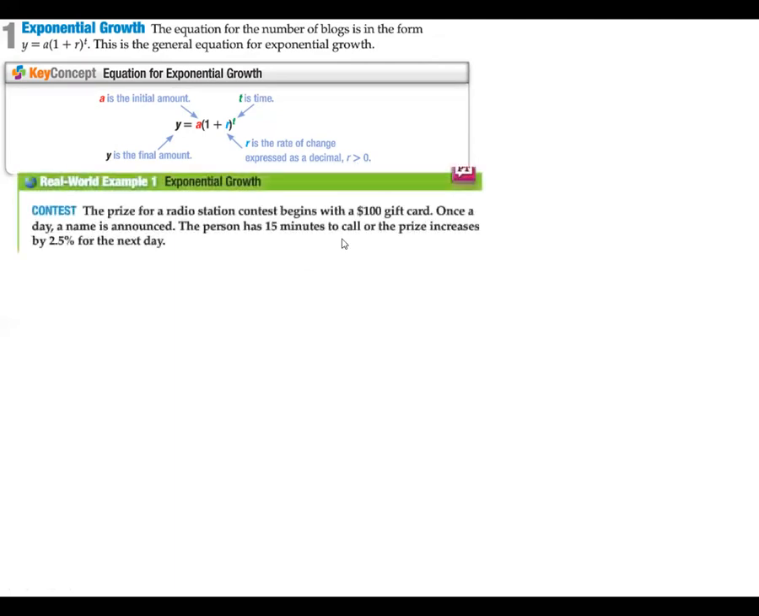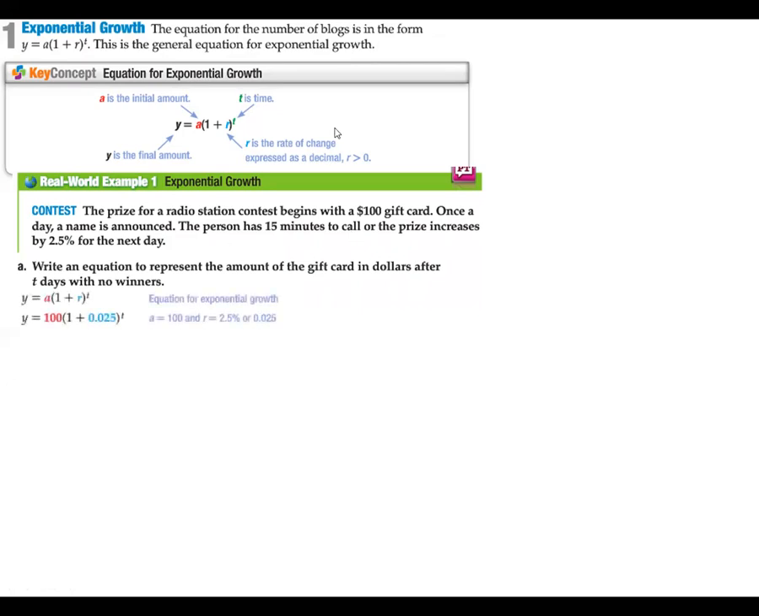So let's try one out. The prize for a radio station contest begins with a $100 gift card. Once a day, a name is announced. The person has 15 minutes to call, or the prize increases by 2.5% for the next day. So write an equation to represent the amount of the gift card in dollars after t days with no winners.